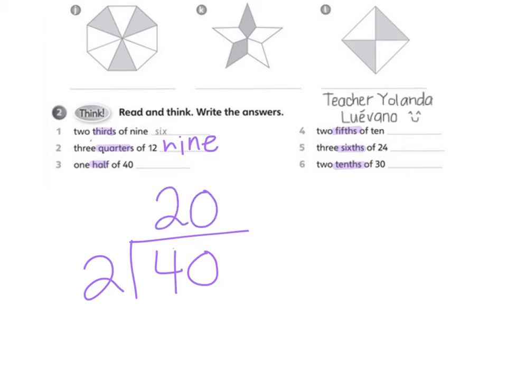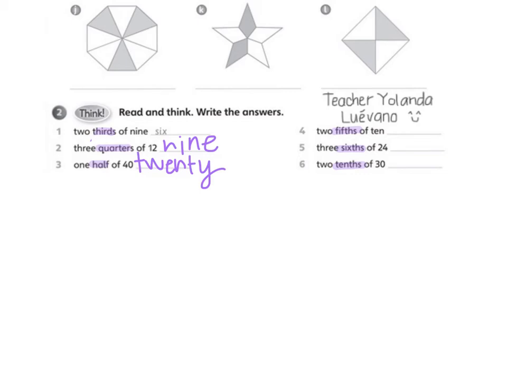Okay? Let's continue with the next one, 3. It says 1/2 of 40. What is a half? A half is when you divide something into 2 parts. So we know that a half of 40 is 20. And why is the answer 20? Because they only want 1/2. Okay? With the number 4, it says 2/5 of 10.